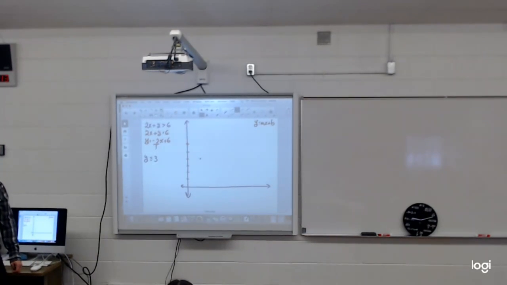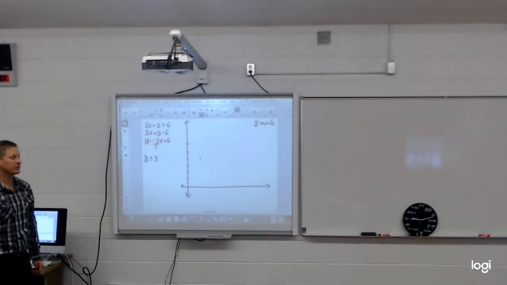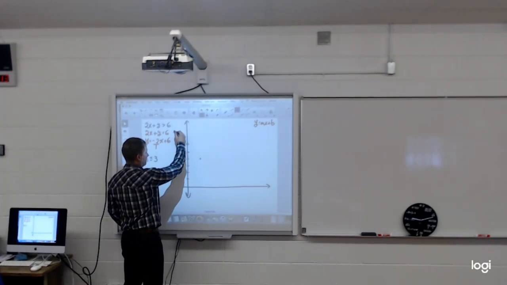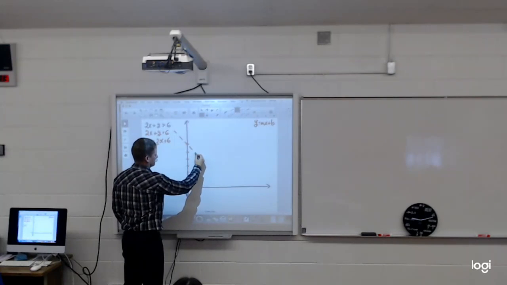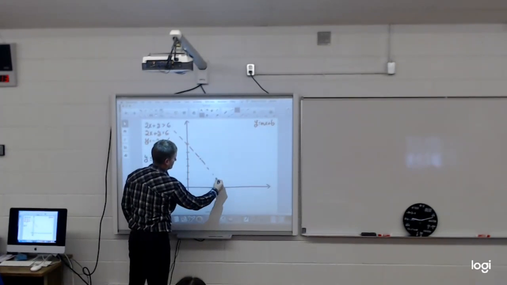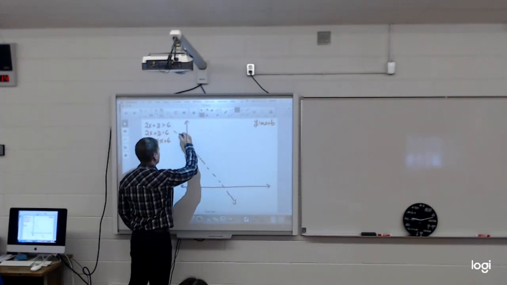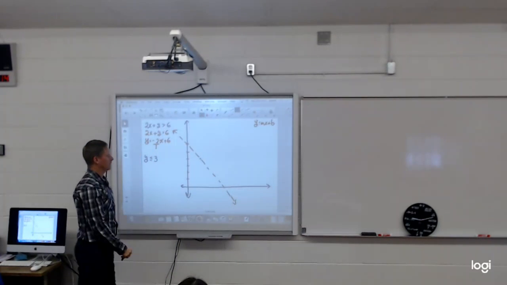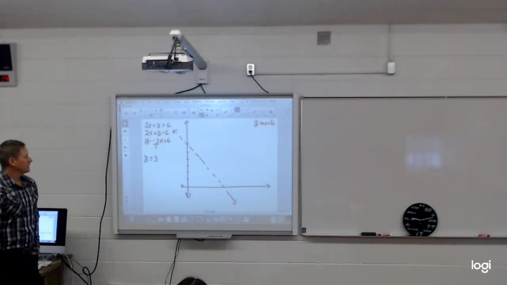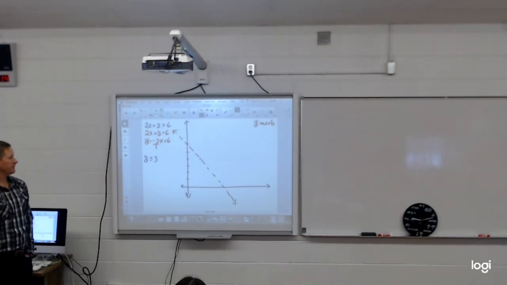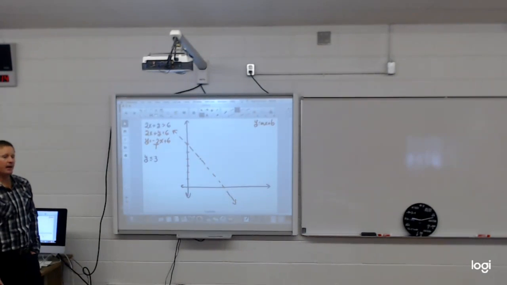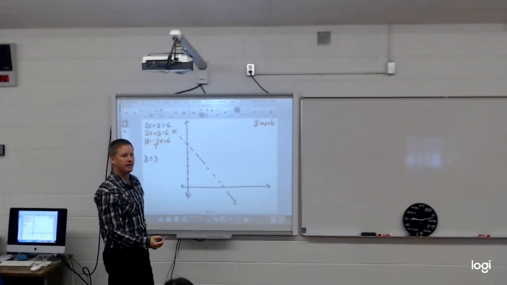Okay, solid or dashed line? Dashed. Okay. Like that. Now that I have my line drawn, how do I find my shaded area?